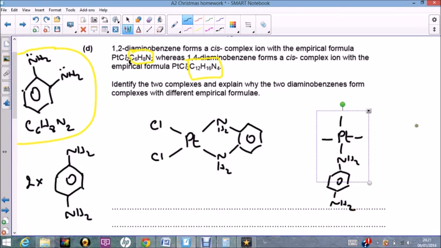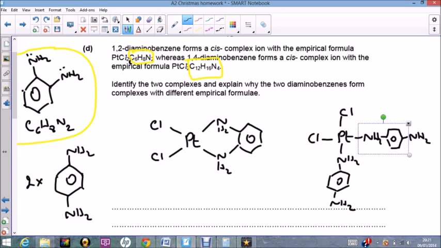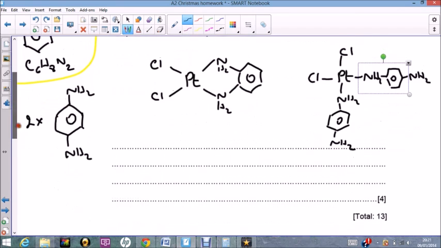Join one on. I said it's cis, so they've got to be 90 degrees from each other, so the other one's going here for me. So that's my second complex. And then I've got to explain it. I'm going to get 1 mark so far for each of the complexes. And then I'm going to explain this.